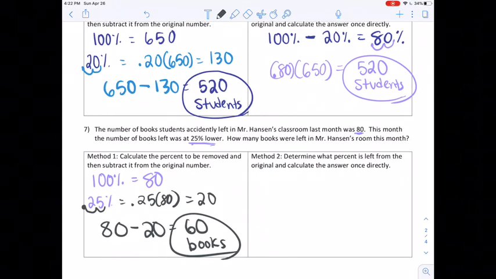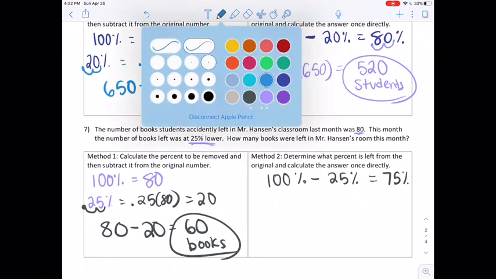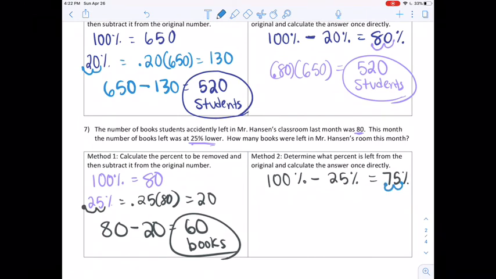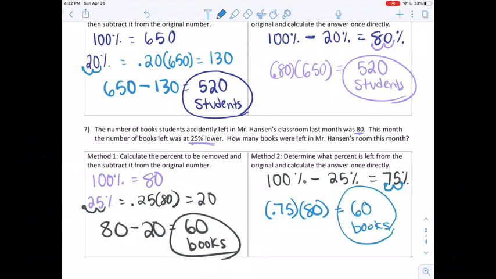Method 2 tells us to determine the percent that is left and calculate your answer once. So if I started off with 100% and I subtract 25, because I'm going lower, that's going to be 75%. Let's change that 75% to a decimal. So I get 0.75 times 80. And you get 60 books. Okay, so that is the lesson for today, increasing and decreasing.